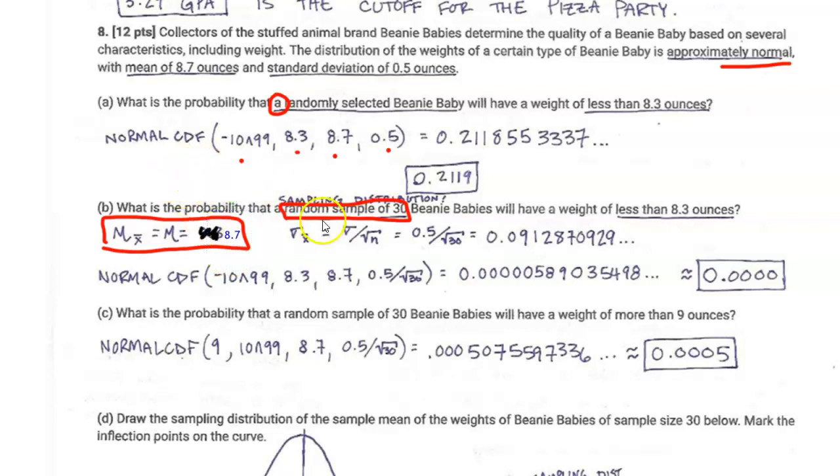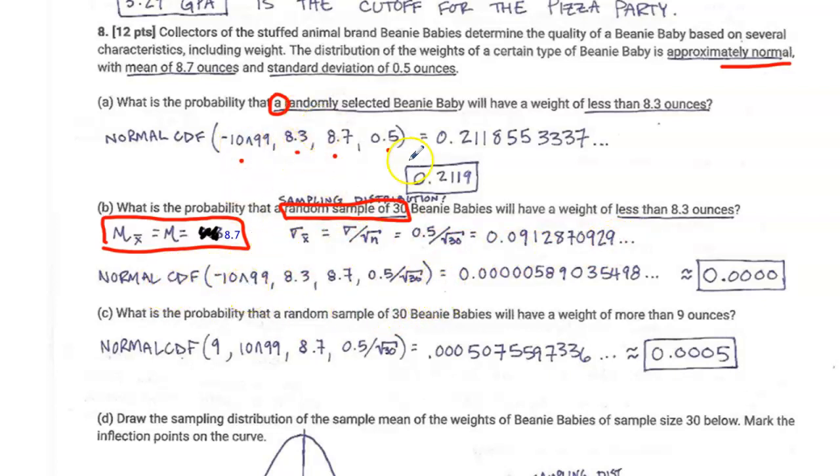Phew. Glad that's over. Now, the standard deviation of this sampling distribution is going to be the standard deviation of the population divided by the square root of the sample size. And we said the sample is 30. So we're going to do 0.5 divided by the square root of 30, which is 0.091, and so on. Now we're going to do normal CDF using this number, or all of these numbers.